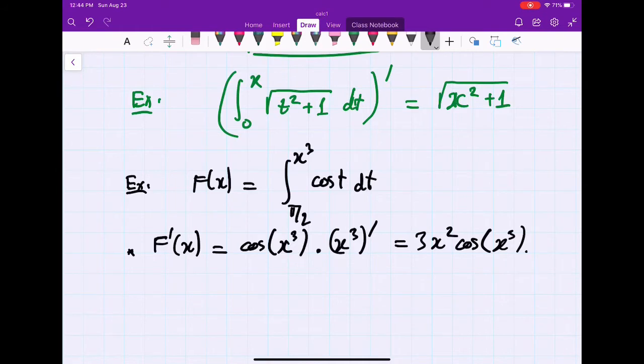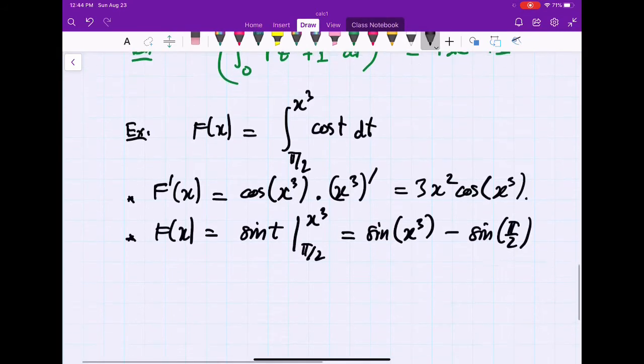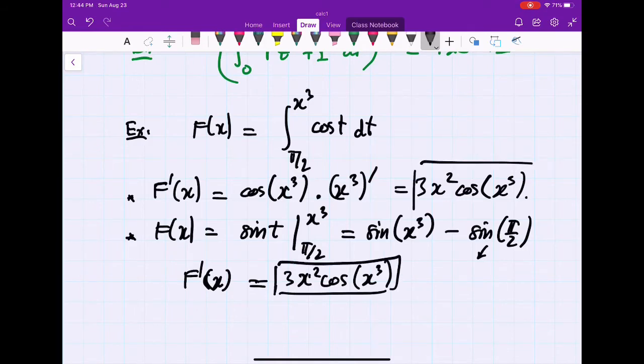Or you may solve this integral. You have F of x is equal to sine of t evaluated from pi over 2 to x cubed, right? And you have sine of x cubed minus sine of pi over 2. Then you differentiate that. You get 3x squared cosine of x cubed, and the derivative of sine of pi over 2 is just 0. So you get exactly the same result.